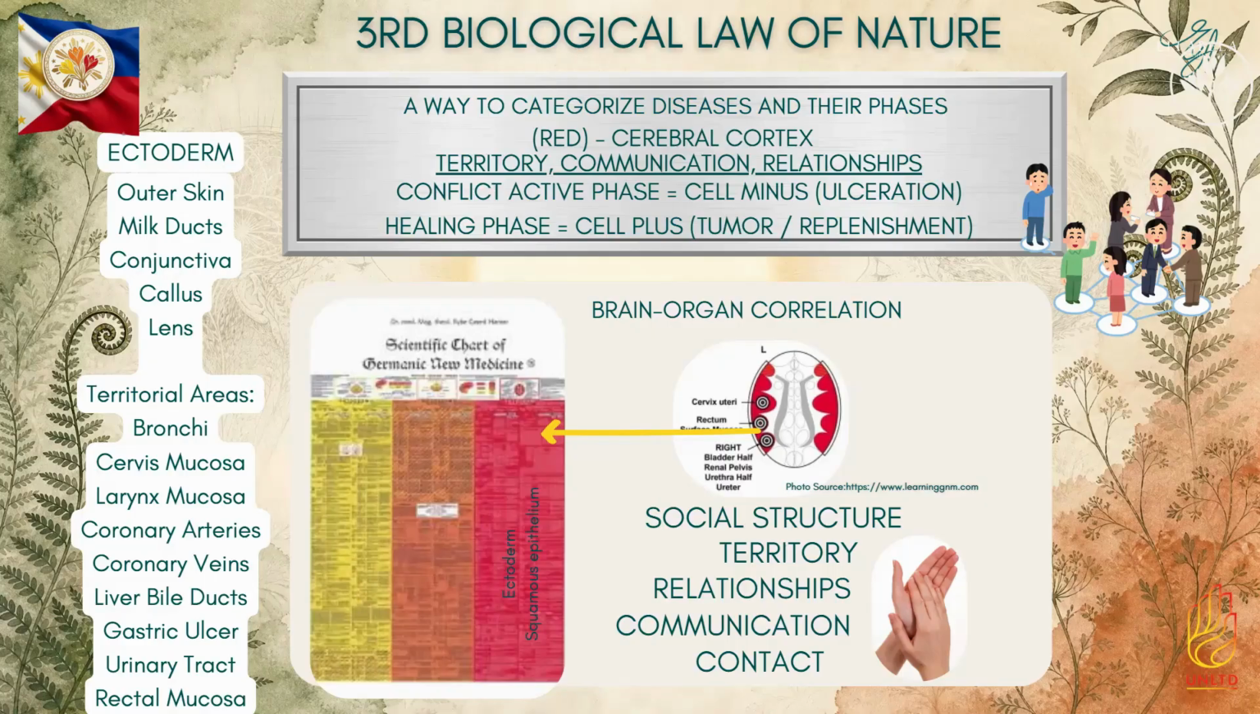In a classic territorial fight, the stronger wolf defeats the weaker one, who then loses his territory. This loss triggers a Hamer focus in the brain relay of the coronary arteries, leading to the ulceration of the squamous epithelium. This expands the arteries, allowing more blood flow to strengthen the heart muscle. The biological purpose of this process is to enhance the heart's function during the conflict active phase.